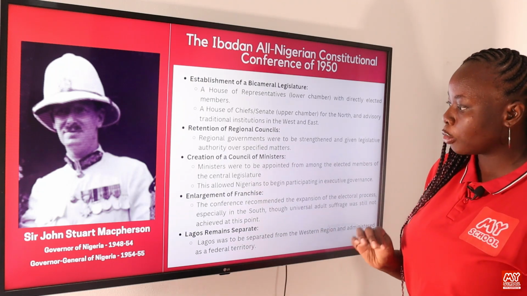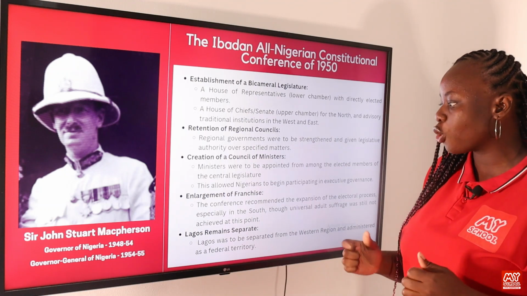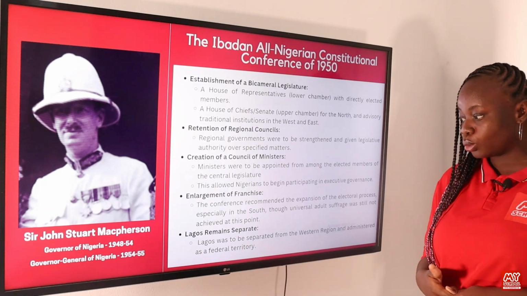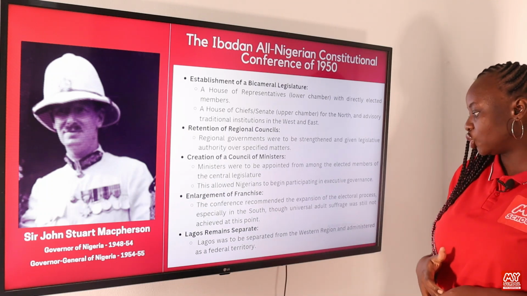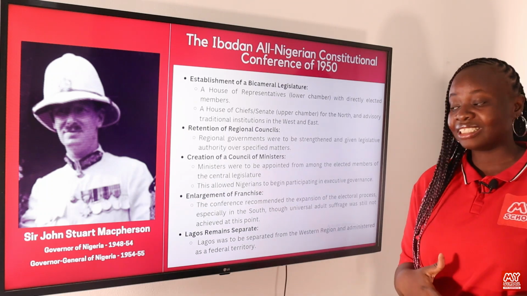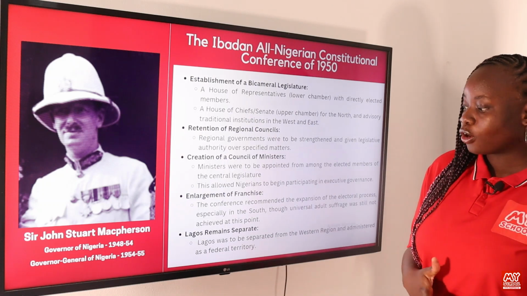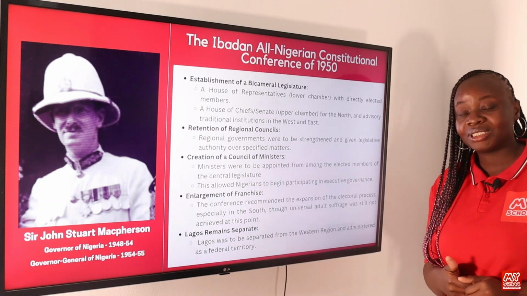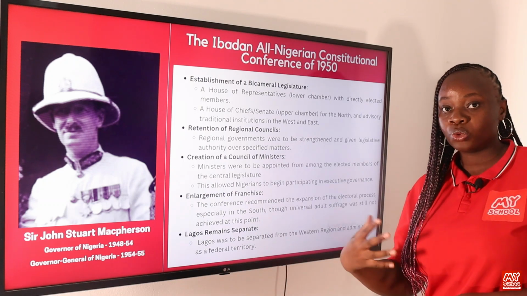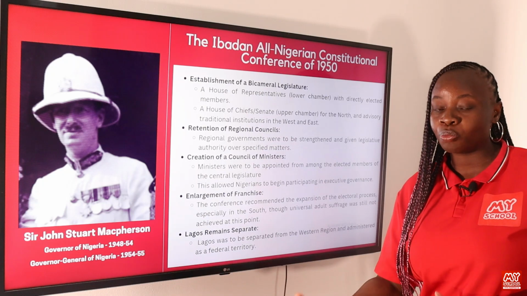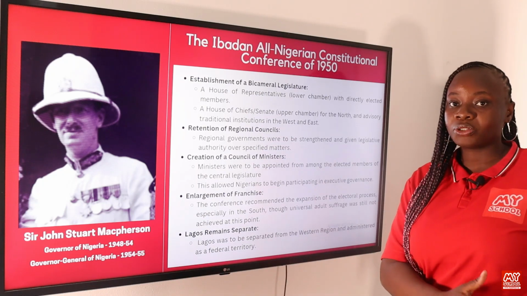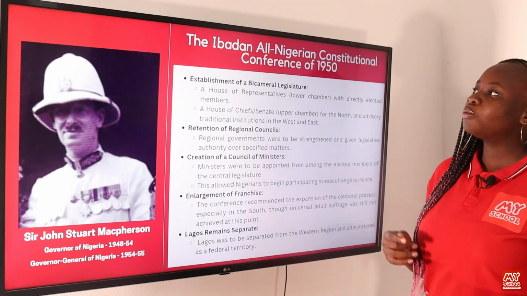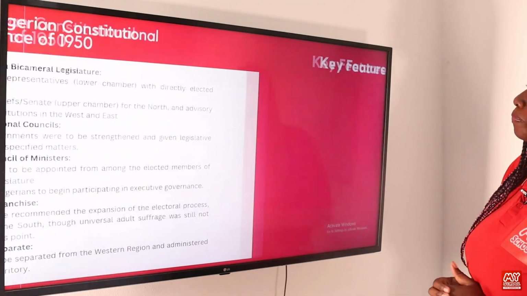So there was also the recommendation of enlargement of franchise. The conference recommended the expansion of the electoral process, especially in the South, through universal adult suffrage, which was still not achieved at this point. Then Lagos remained separate. Lagos was to be separated from the western region and administered as a federal territory. So Lagos will no longer be part of the western region, but a separate federal capital territory. So it was administered separately from the west. Now let's move on to the next slide.